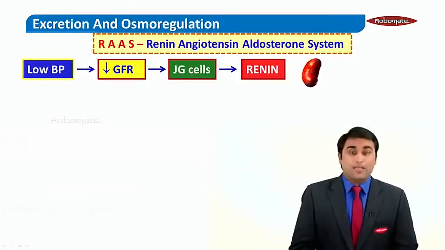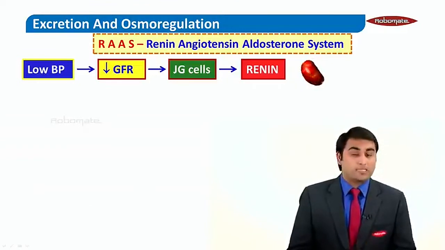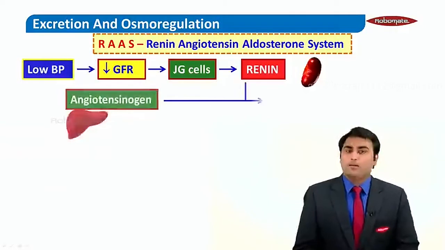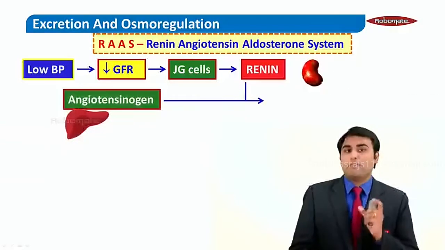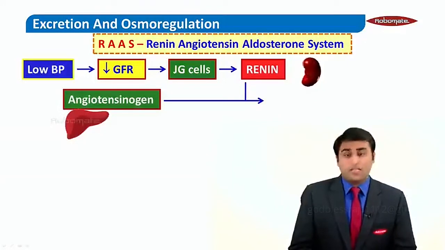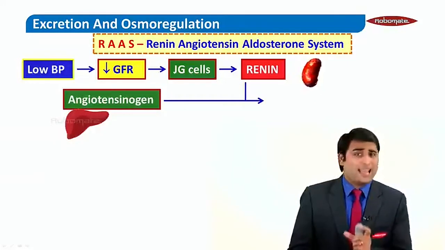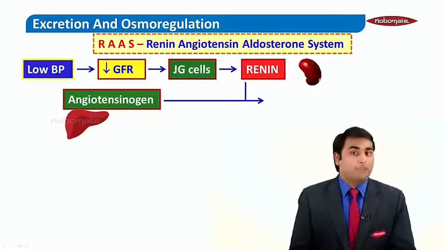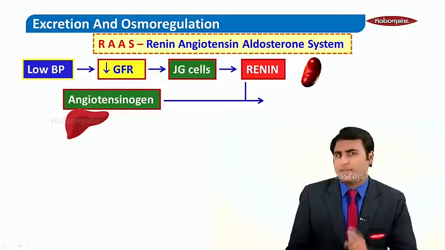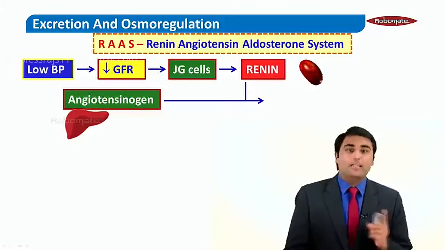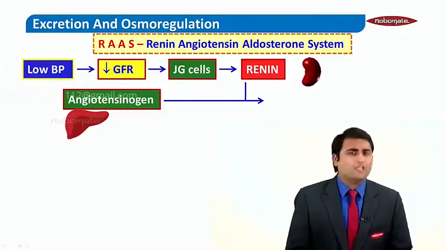cells. Now inside the person's blood, what is circulating? The renin enzyme. Now from your liver, the liver is secreting a very important protein called angiotensinogen. Now angiotensinogen is an inactivated protein. Now in the presence of renin in the blood, where renin is an enzyme, renin will convert this angiotensinogen into another form, that is angiotensin.